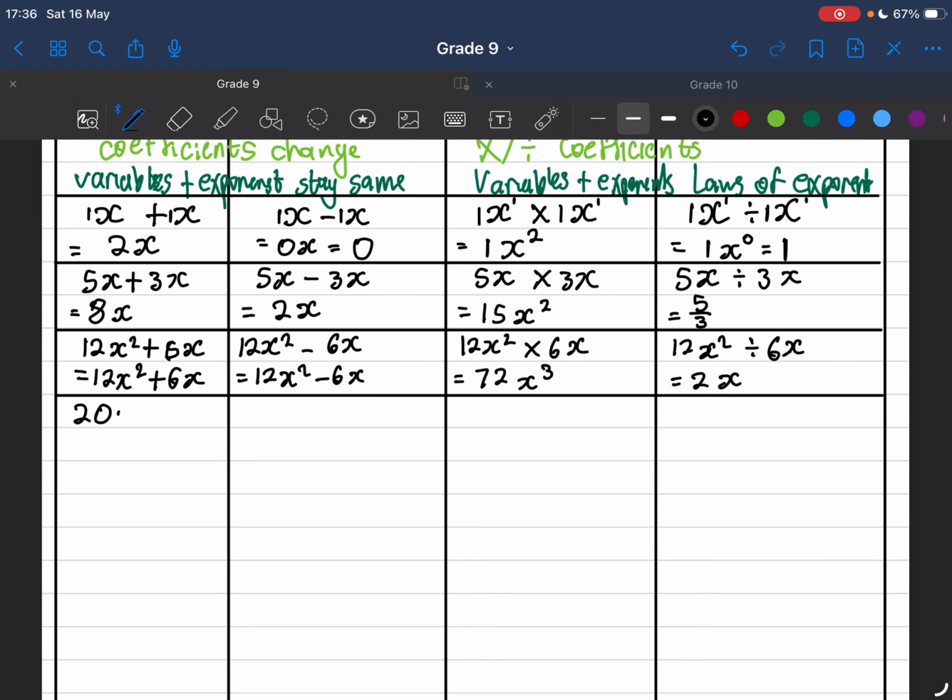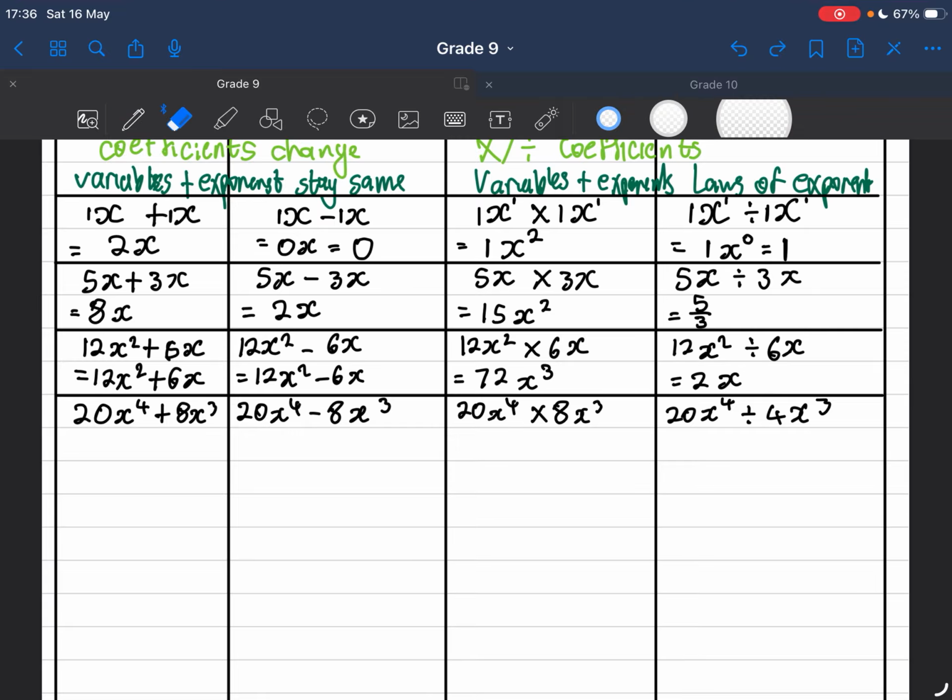Let's try this one. 20x to the power 4 plus 8x to the power 3. All right, 20x to the power 4 minus 8x to the power 3. 20x to the power 4 times 8x to the power 3. I don't know why I chose 8, but anyway, let's actually just change that to 4. So 20x to the power 4 divided by 4x to the power 3. Alright, it doesn't make that much of a difference, but we can make all of these 4 or not, it's fine. Pause the video and try your answers.